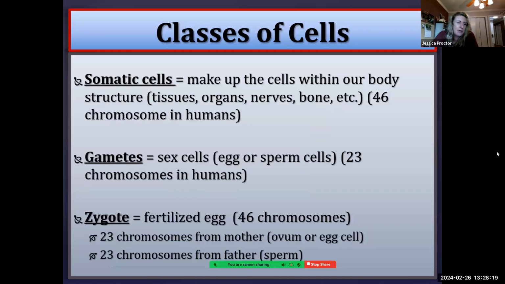Gametes are going to be haploid. So the way I remember it, diploid, double; haploid, half. Diploid, double; haploid, half. So gametes are going to be haploid. A gamete is another name for a sex cell. So the female gamete is the ova or the egg cell. The male gamete is the sperm cell. So each gamete is going to contain 23 chromosomes.